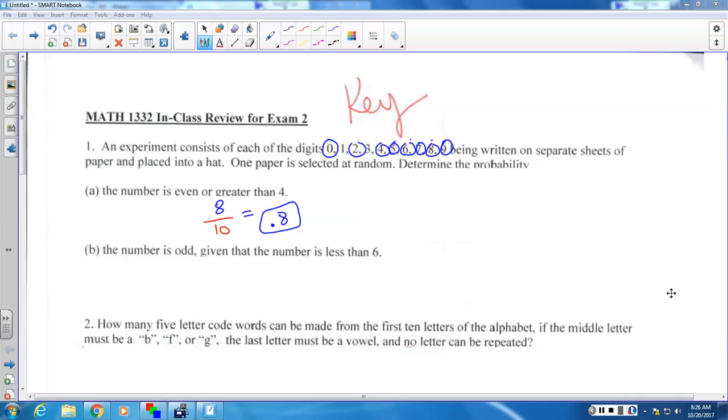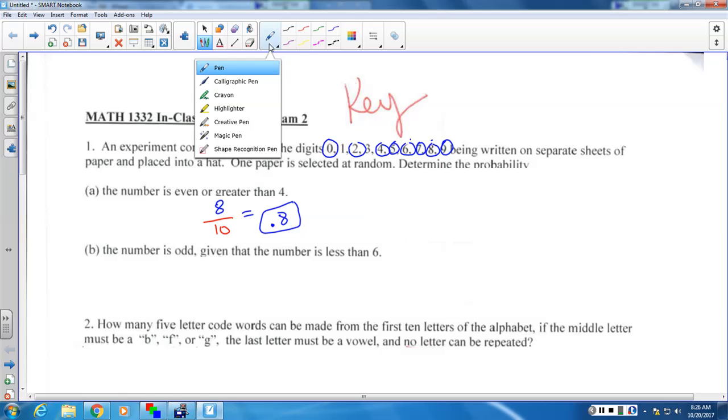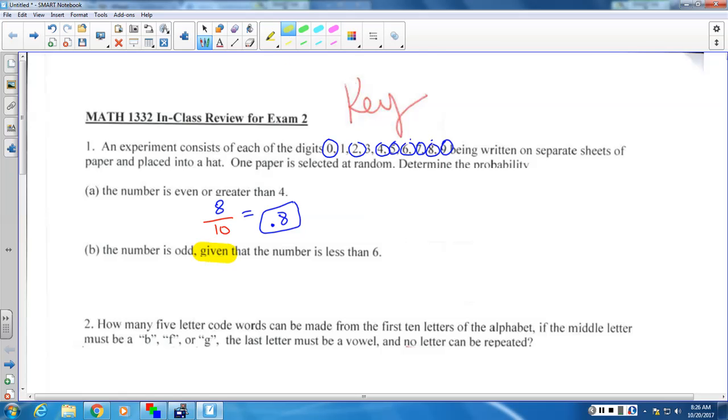Okay, part B says, what is the probability the number is odd given? That's huge. Whenever you are given something, it changes your denominator. It's no longer out of 10. It's going to be out of what we're given. So we're given that the number is less than 6.